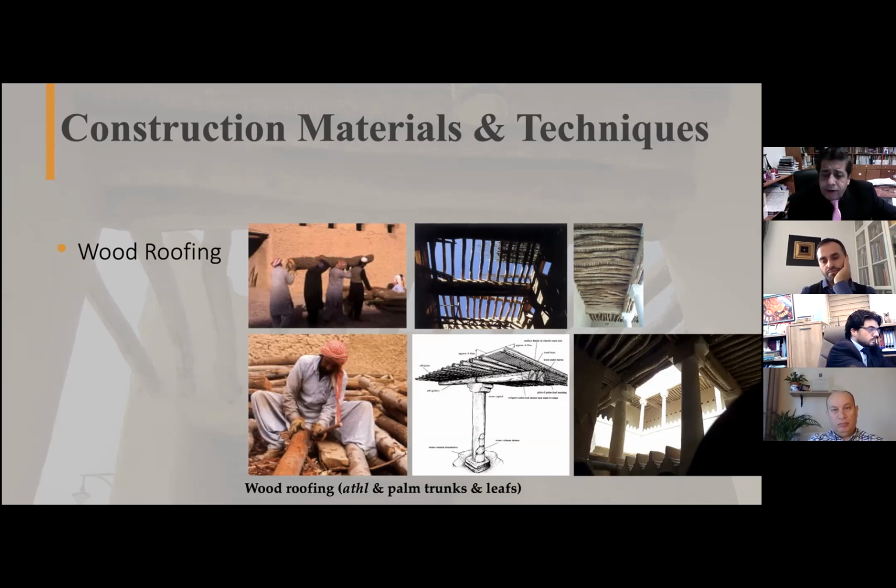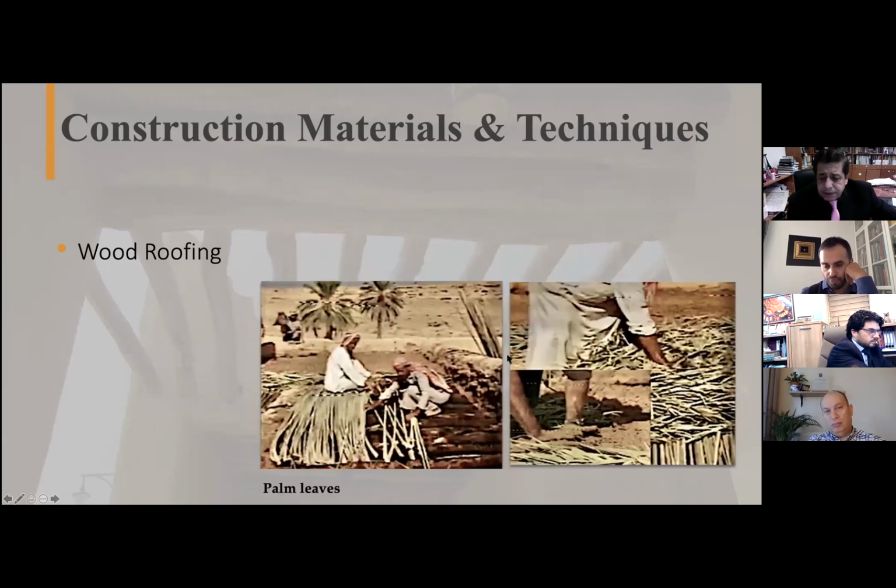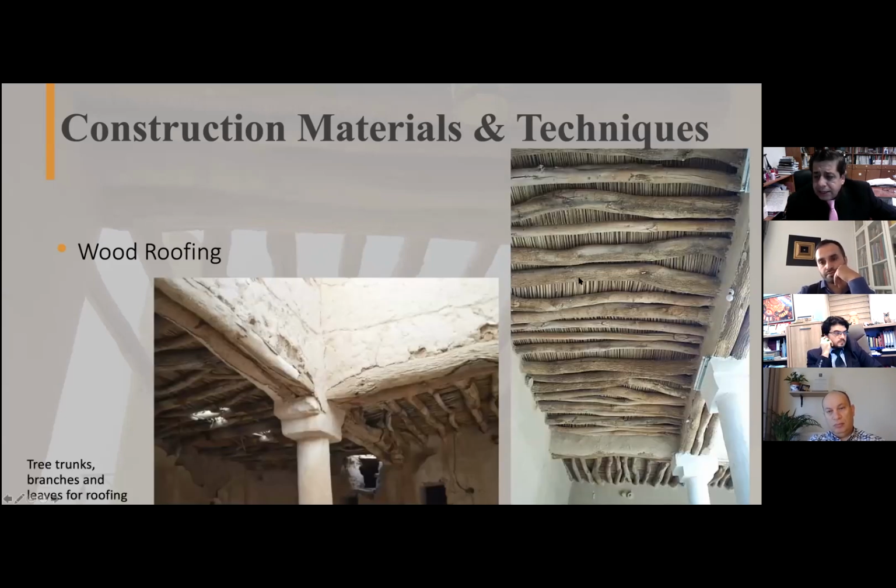Then a layer of mud comes on top of the mat. So as we see here, the column, the beam, then other beams, then the mats from palm trees. They are shaped this way: they collect the leaves of the palm tree, then stitch them next to each other to form the mats needed for the roofing.